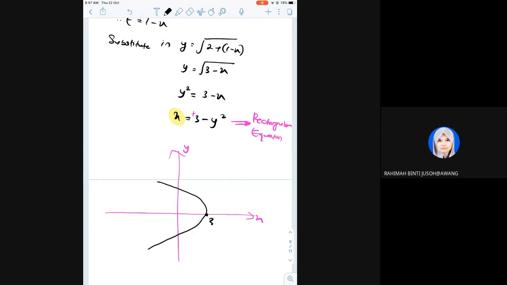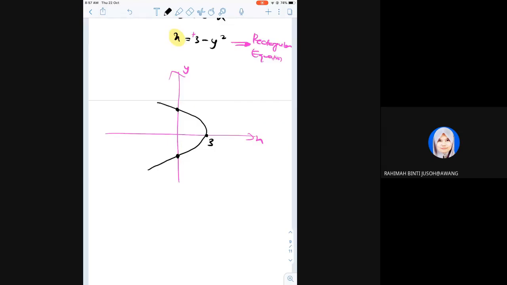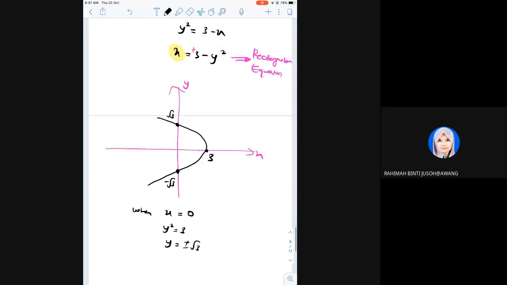So here is 3. Can you give me the values here and here? Macam mana nak buat tadi saya ajar tadi? When X equals to 0, yes, so Y squared equals to 3. So Y equals to plus minus square root 3. So here is square root 3 and down here is negative square root 3. Okay guys, now betul ke tak betul graf kita ni?